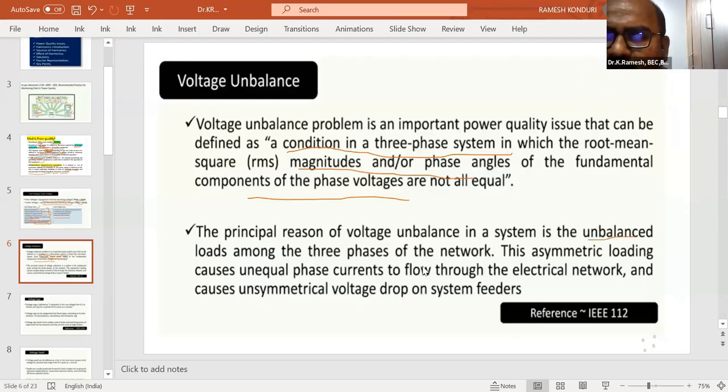In one phase you will have Z1 at an angle phi1, in the second Z2 at an angle phi2, in the third Z3 at an angle phi3, and so on. So you will have the case of voltage unbalance, a peculiar problem of power quality.